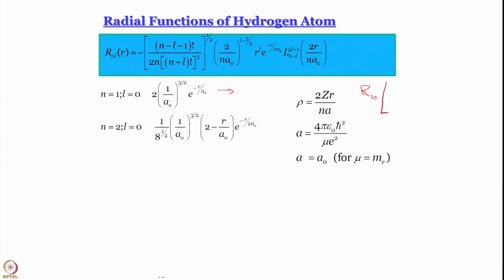If I plot it as a function of r, it is just some constant multiplied by e to the power minus r by a0. So, this is what it will look like, and we have a better looking diagram in the next slide. What will this look like? Here you have the same e to the power minus r, this time by 2a0. So, it will be a faster decay, but multiplied by 2 minus r by a0.